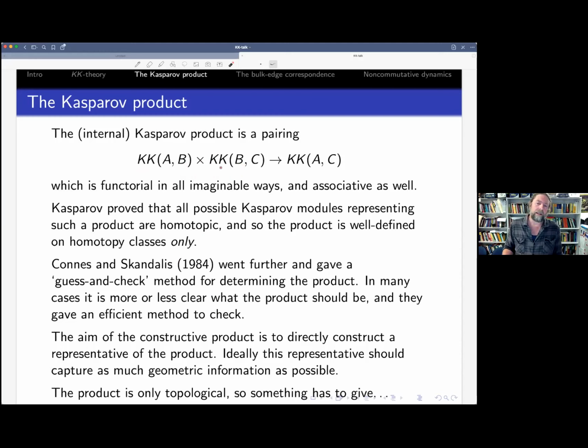Now, essentially, given classes here, you'll see in a minute there's an obvious way to construct a module out of the two classes, or representatives of them, but the trick is building an operator that makes it work. And Kasparov showed that any two choices of such an operator give you homotopic representatives. So you do get a well-defined product, but on these homotopy classes only.